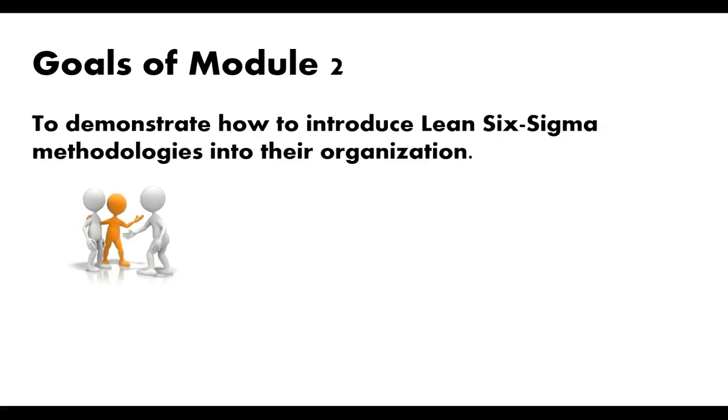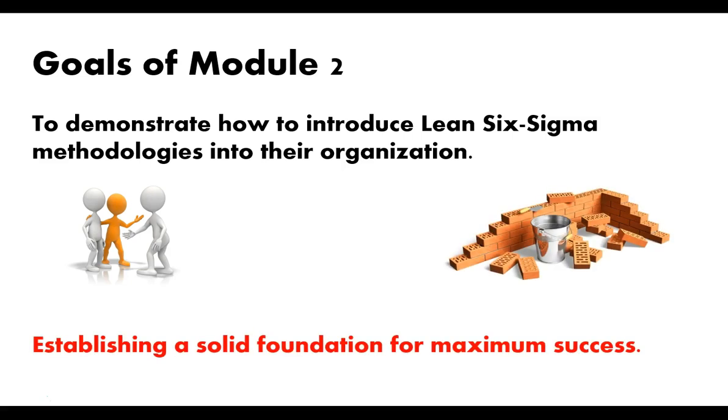So what are we going to get out of Module 2? Some of the goals of Module 2 are, number 1, to demonstrate how to introduce Lean Six Sigma to your organization. It is a total change of attitude, a total change of perspective, to actually use Lean Six Sigma. So how are you going to make this sort of change in an organization which already has established philosophies and beliefs? It's to establish a solid foundation to maximize the success of Lean Six Sigma.